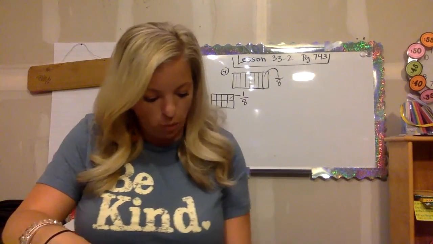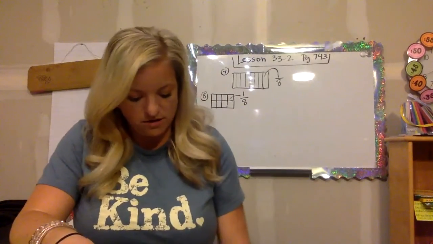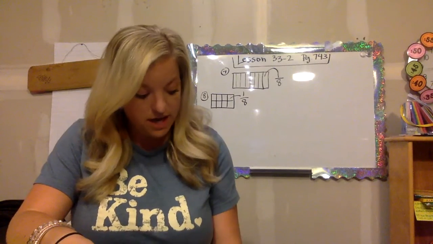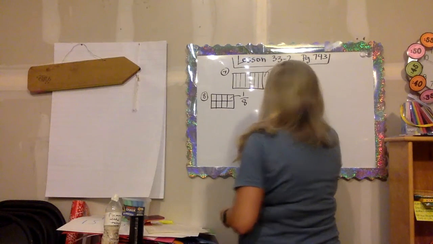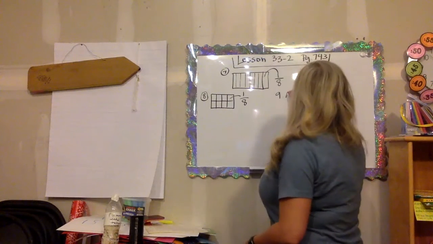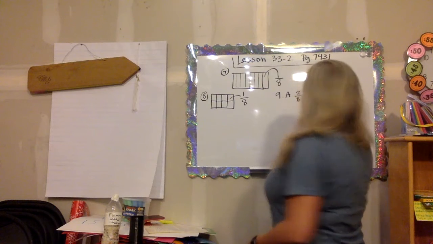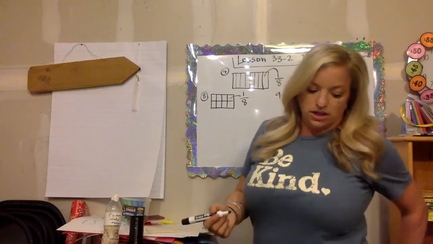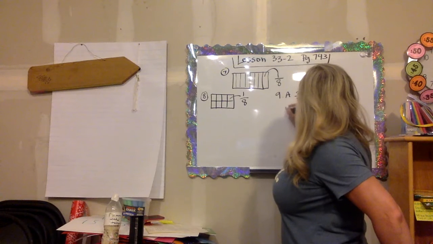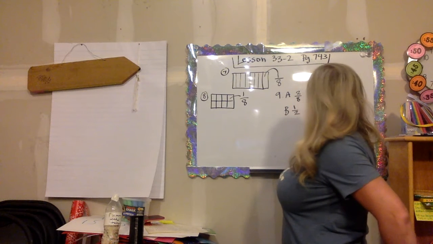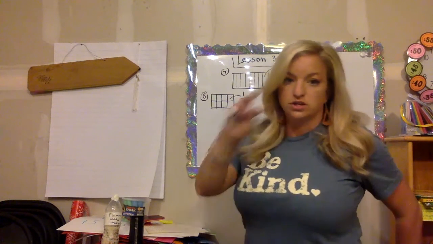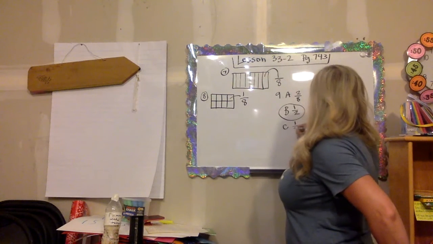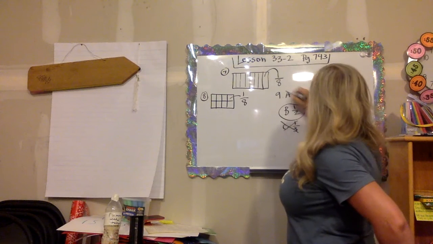Okay? Number 9, each shape is divided into equal parts. Which shapes show 1/2 of the area shaded? So letter A has a rectangle with 8 pieces, and 2 are colored in. So A would be 2/8. That's not 1/2. Letter B has 1 out of the 2 pieces, so that would be correct. Letter C has a circle cut into 3 pieces, and 1 out of those 3 is colored in, so it's not A, it's not C.